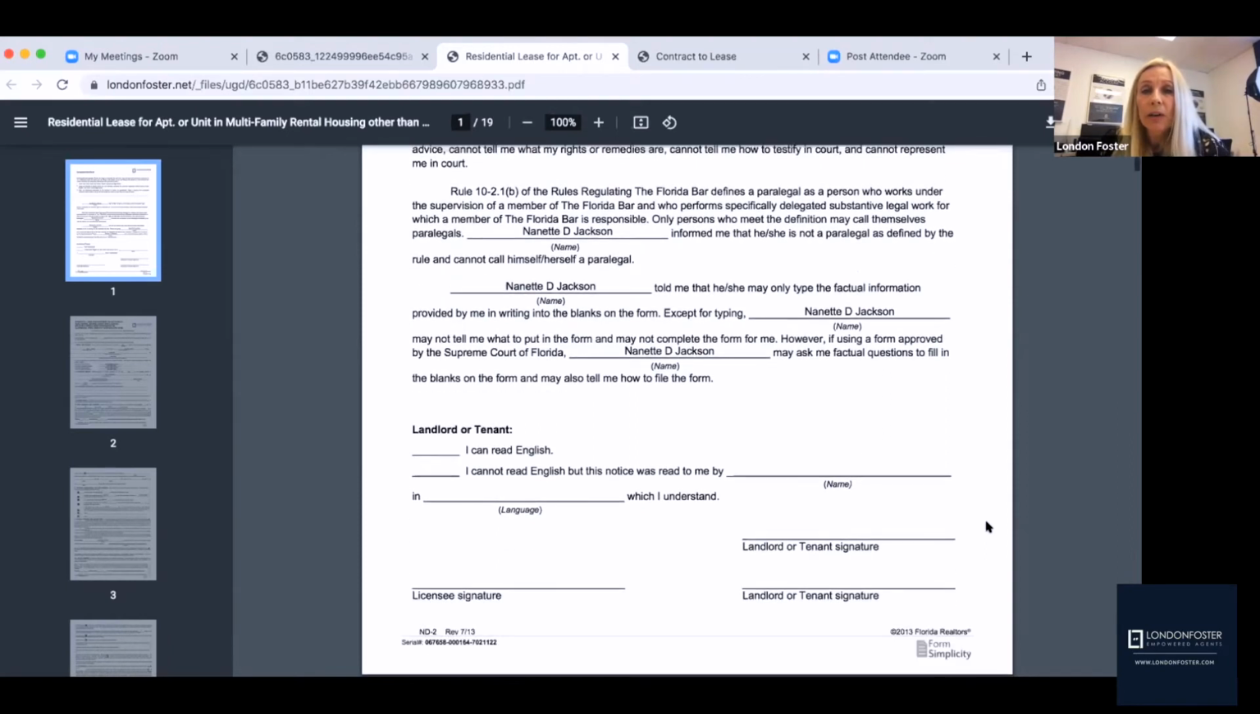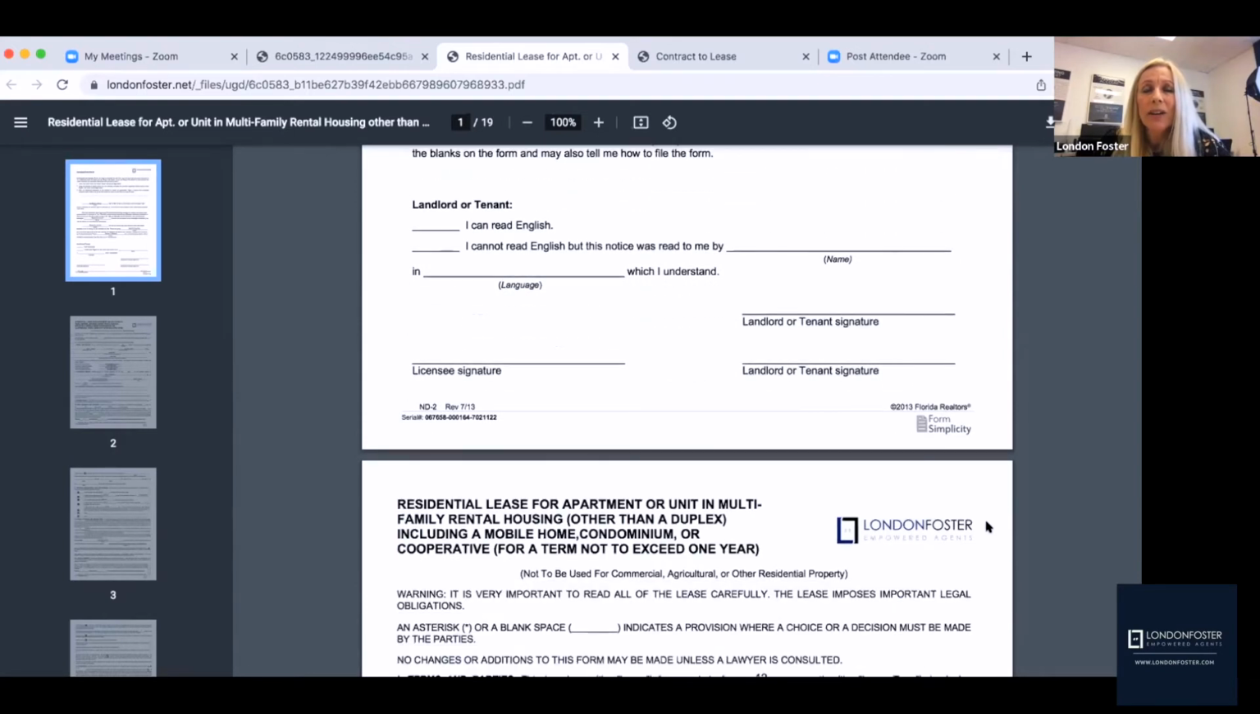So put your name here. And I want to point out a couple things here. If they can read English, check I can read English here.